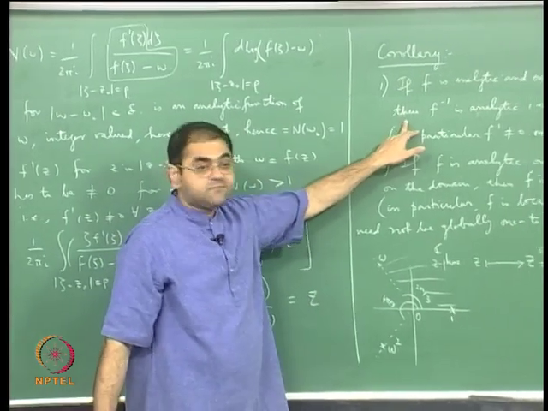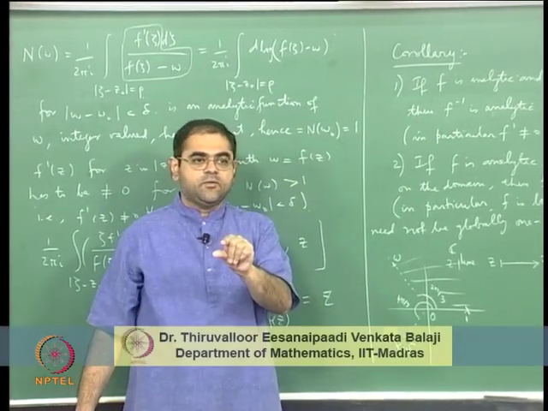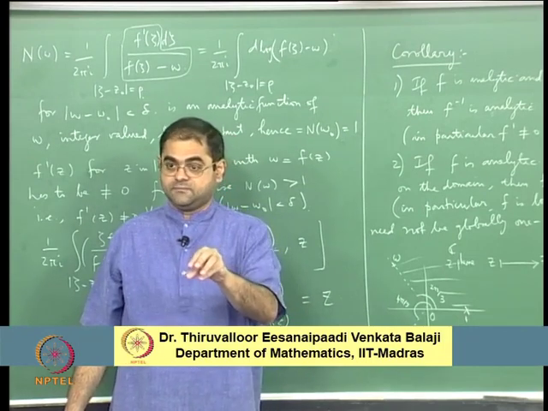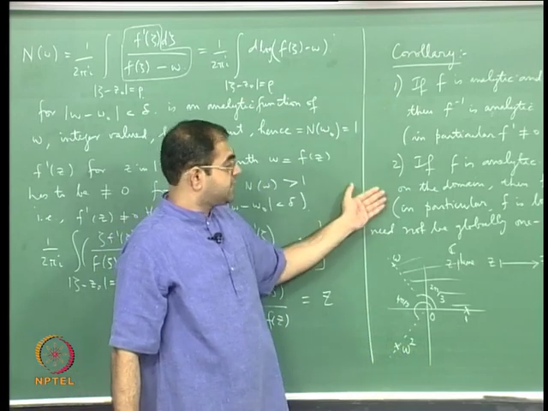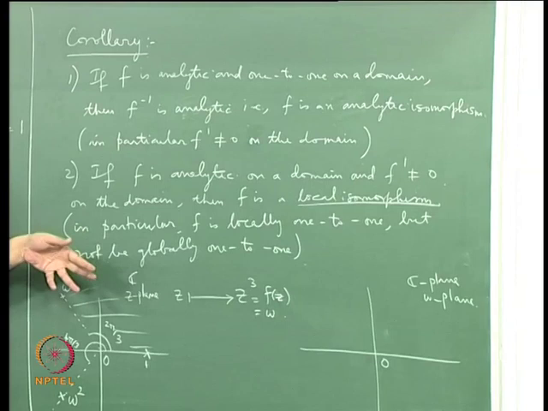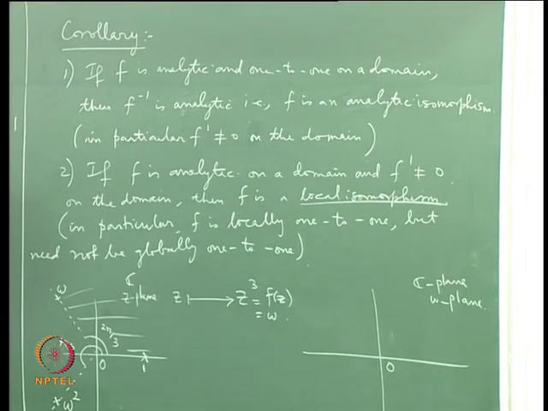Whereas if the derivative does not vanish, you can always find a neighborhood where the function is 1 to 1, and in fact even a holomorphic isomorphism. That is what the second corollary says. So this is an illustration of both of these things. So I'll stop here.